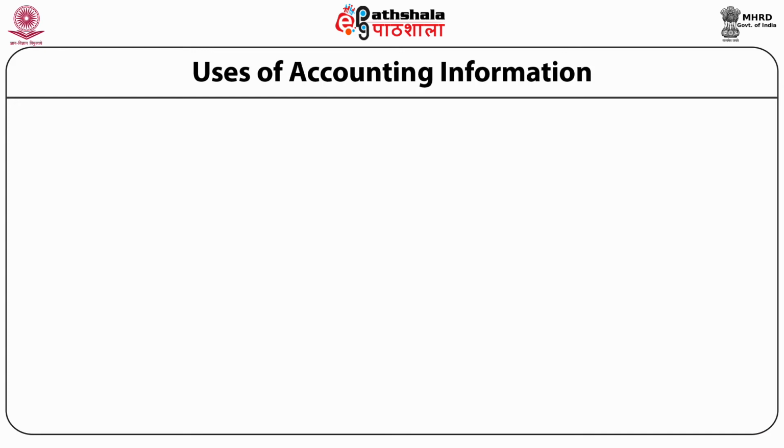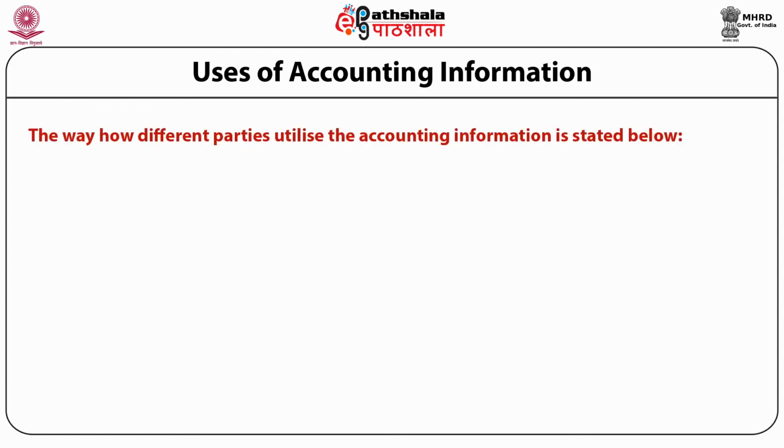Uses of accounting information. Accounting information is presented by the accountants so that it is used by different users. It is utilized by the interested parties who are directly or indirectly related to the business for their own benefit respectively. The way how different parties utilize the accounting information is discussed here. Number one, owners.